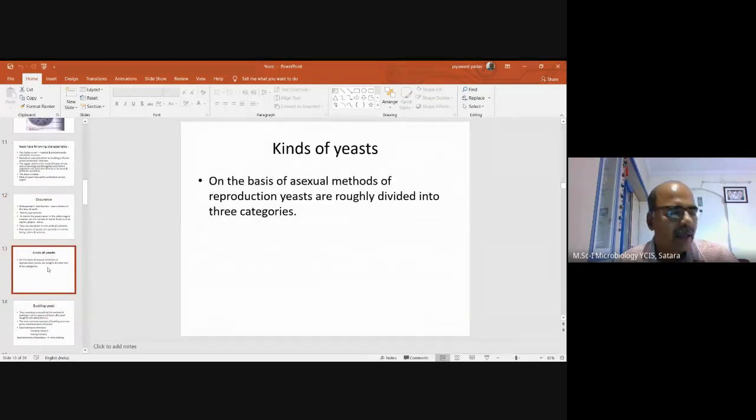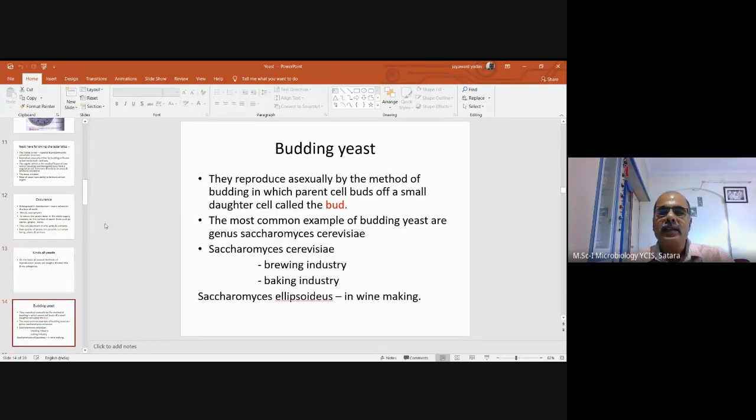As far as the types of yeast are concerned, on the basis of the asexual method of reproduction, yeast are roughly divided into three categories. The first category is budding yeast, which reproduces asexually by budding, in which a parent cell buds off a small daughter cell called the bud.